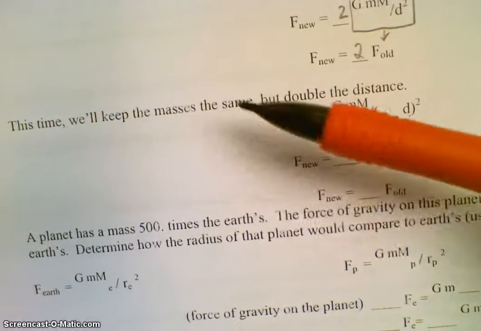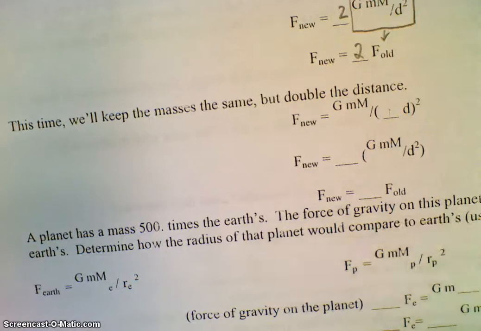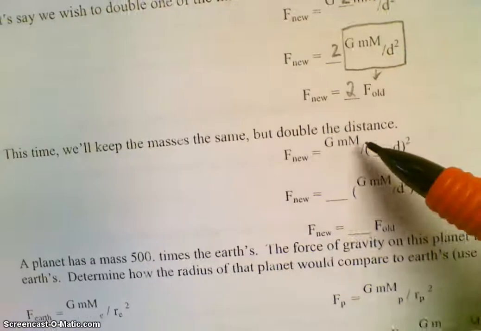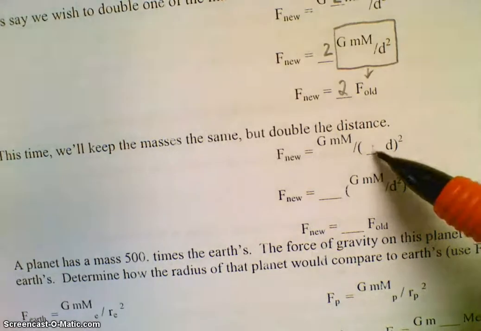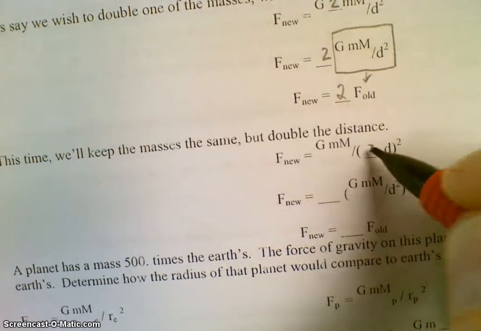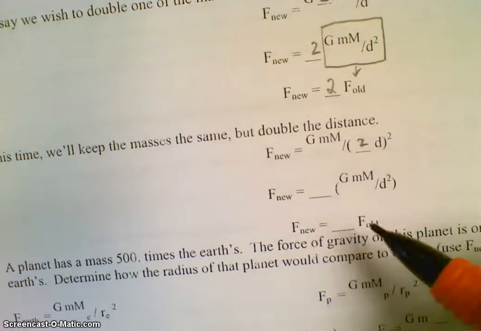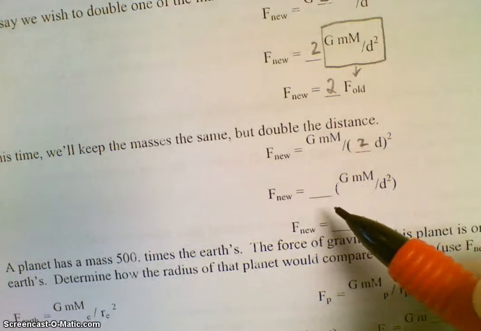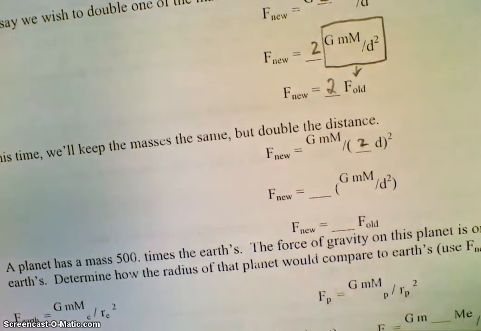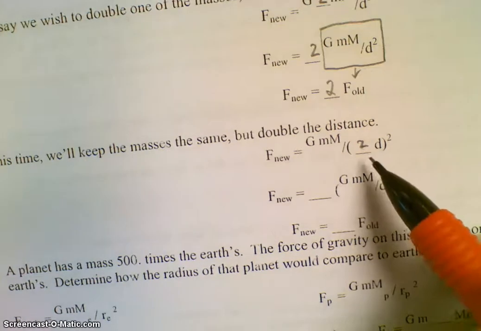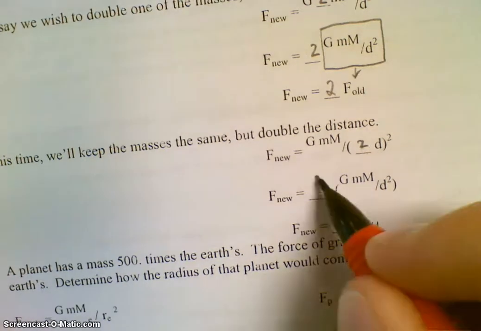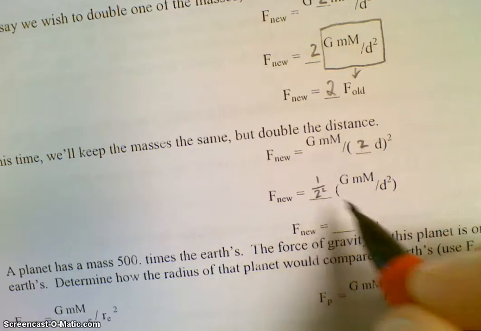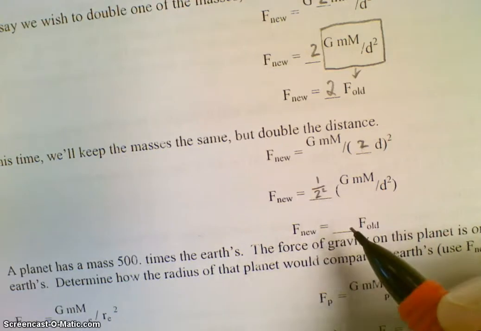This time we're going to keep the masses the same. We're going to double the distance. So again, remember the distance is squared, so if we double the distance, it's going to now be 2d squared. And what does 2d squared come out in the front as? Be careful here. Okay, first of all, it's in the denominator, and it's squared. So it should be 1 over 2 squared, or 1/4.